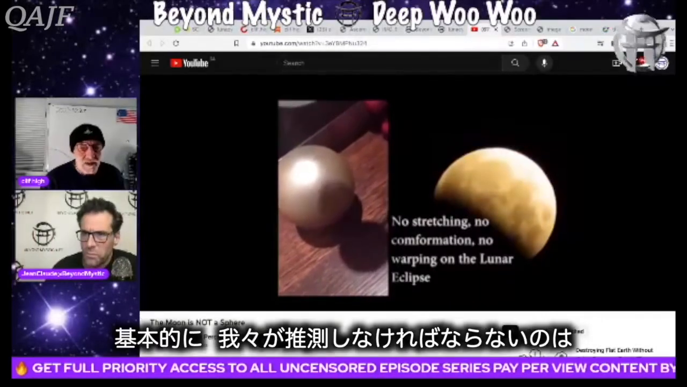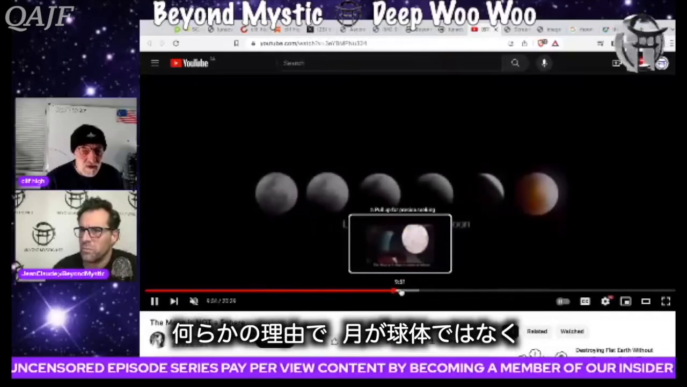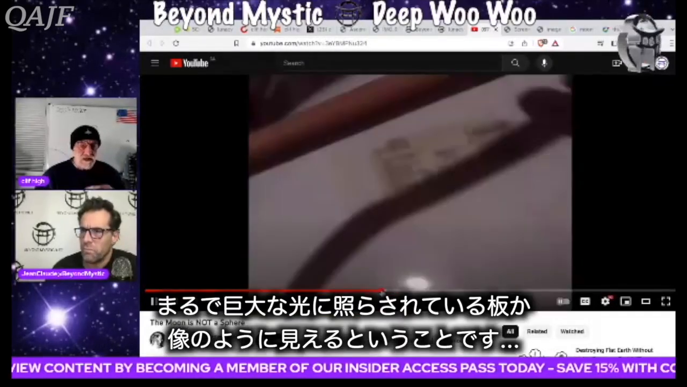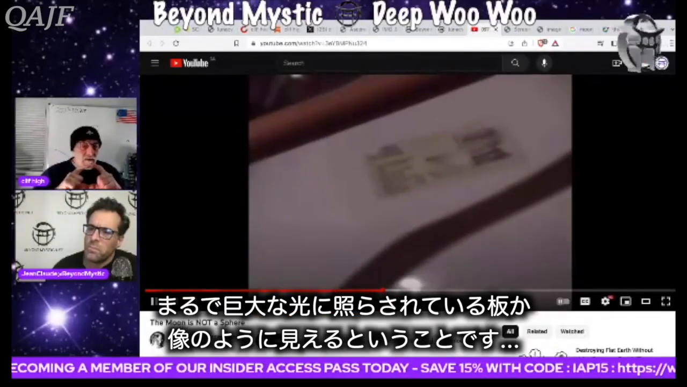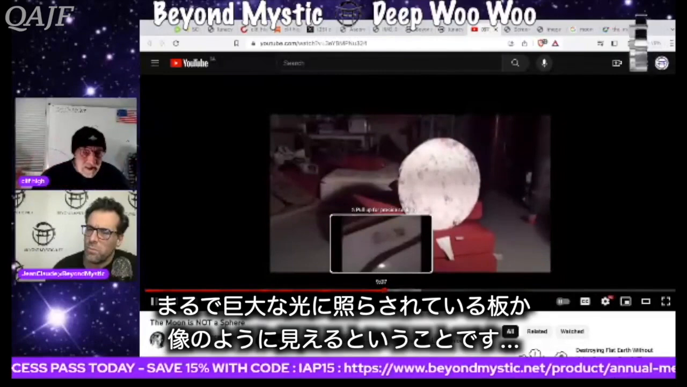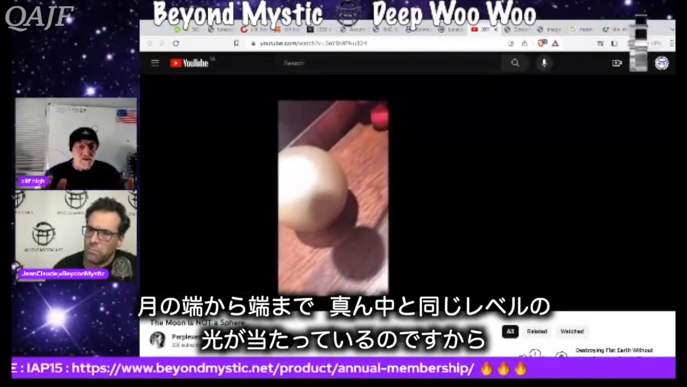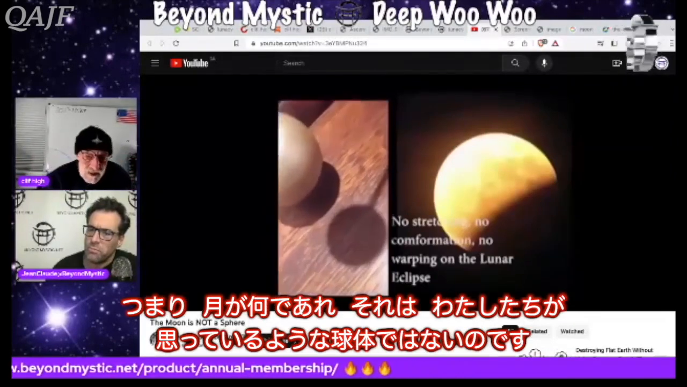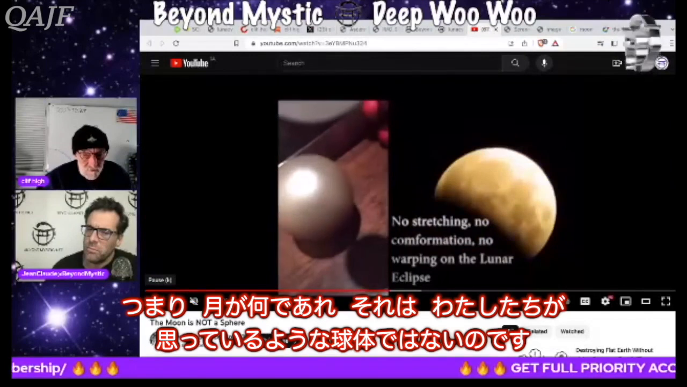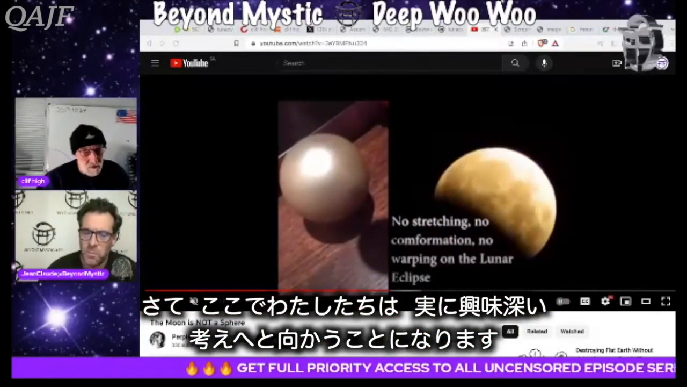Okay, so basically we have to infer, we have to speculate that for whatever reason, the moon is not presenting as a sphere does, that it's presenting as though it were a plate or an image behind which there was a giant light, so that it was at the same level of light all the way out to the edge as it is in the middle. And so we know that whatever the moon is, it is not the sphere that is presented to us. Okay, now that takes us off on some really interesting thoughts, okay?